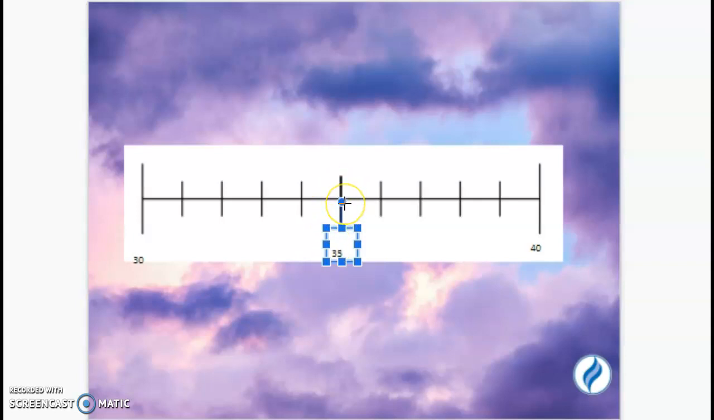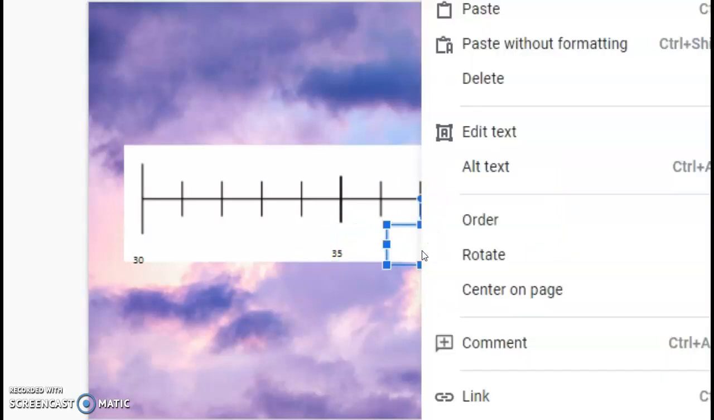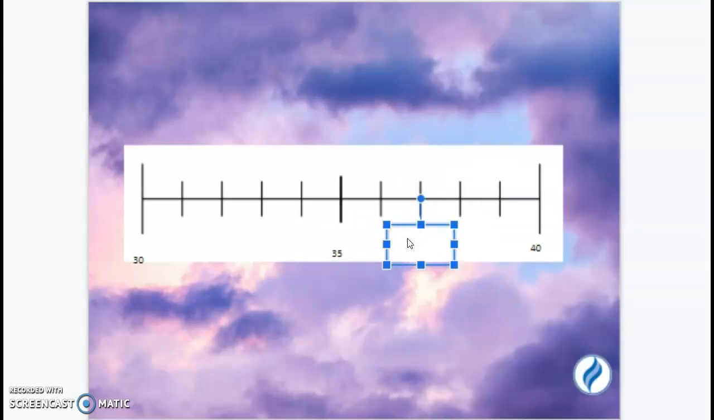Now my goal is to find where 37 would be. If I'm looking at this number line, I know that if I hop from this number to this one, there are going to be 10 hops. I already know that 37 is more than 35, so it's going to be somewhere over here. So I can start here at 35 and hop 36, 37. So 37 is going to be this line here. So I'm going to go ahead and type that in. And now I have 37 on my number line.